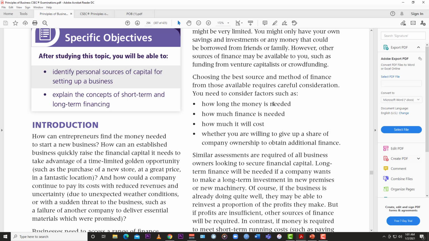But if they need it for a quick turnaround, short-term financing, then they would borrow less because it's something they need just in the short term. So how much they borrow can be influenced by how long the money is needed. If it's for a long period of time, they will go for more long-term financing, and they can draw down over time when the need arises. But if it's a quick, short thing, then they will go for a smaller amount of money in the short term, and so that can help to determine how much they borrow.